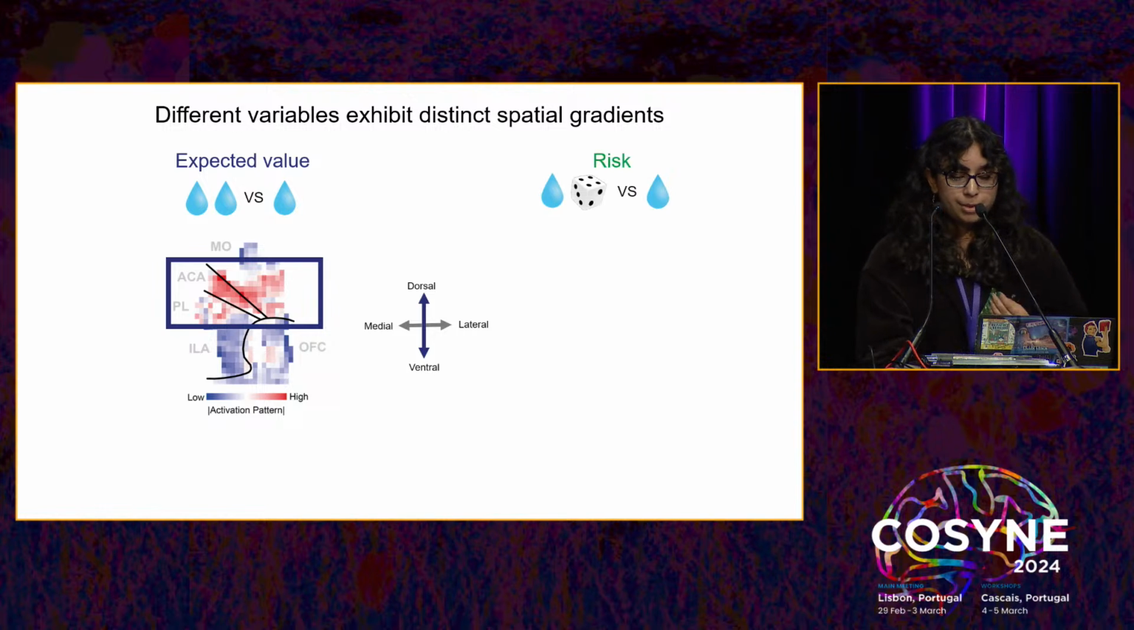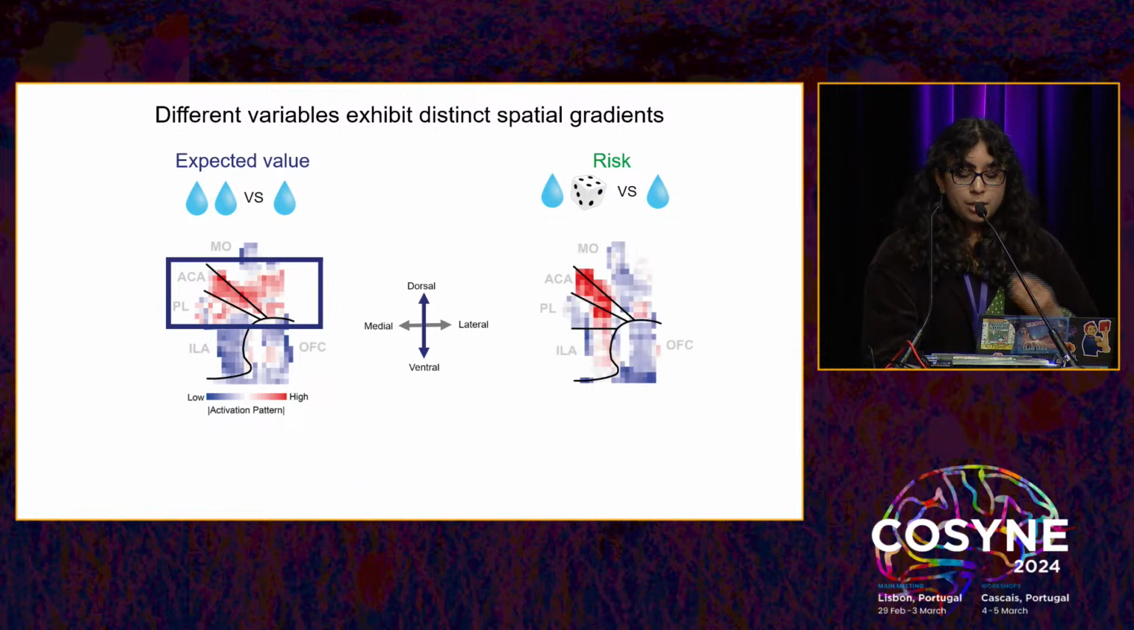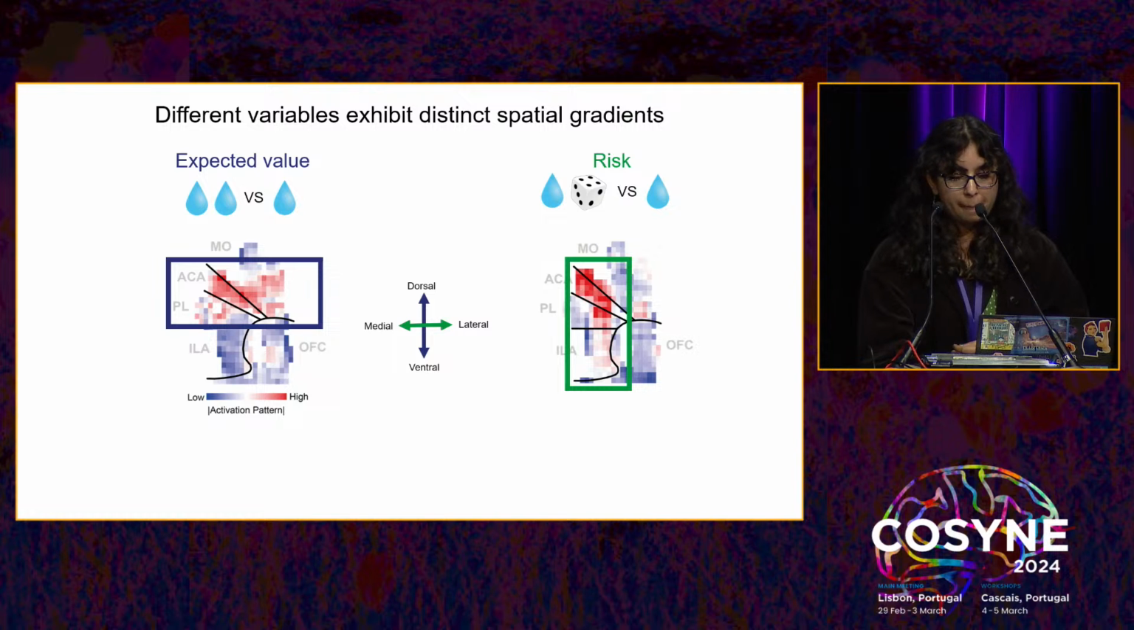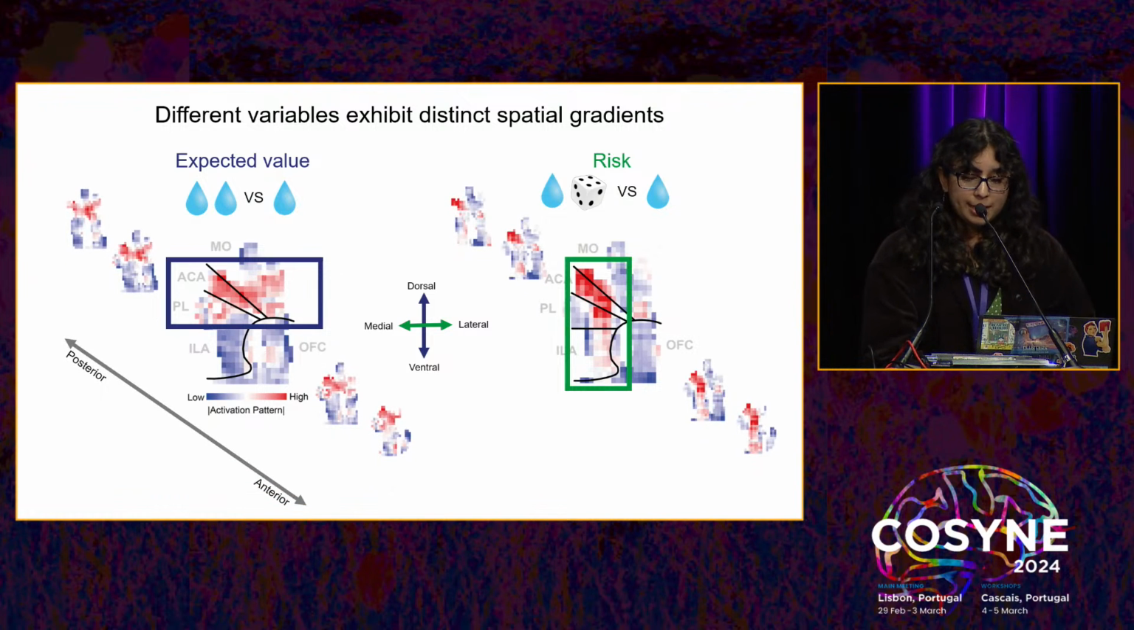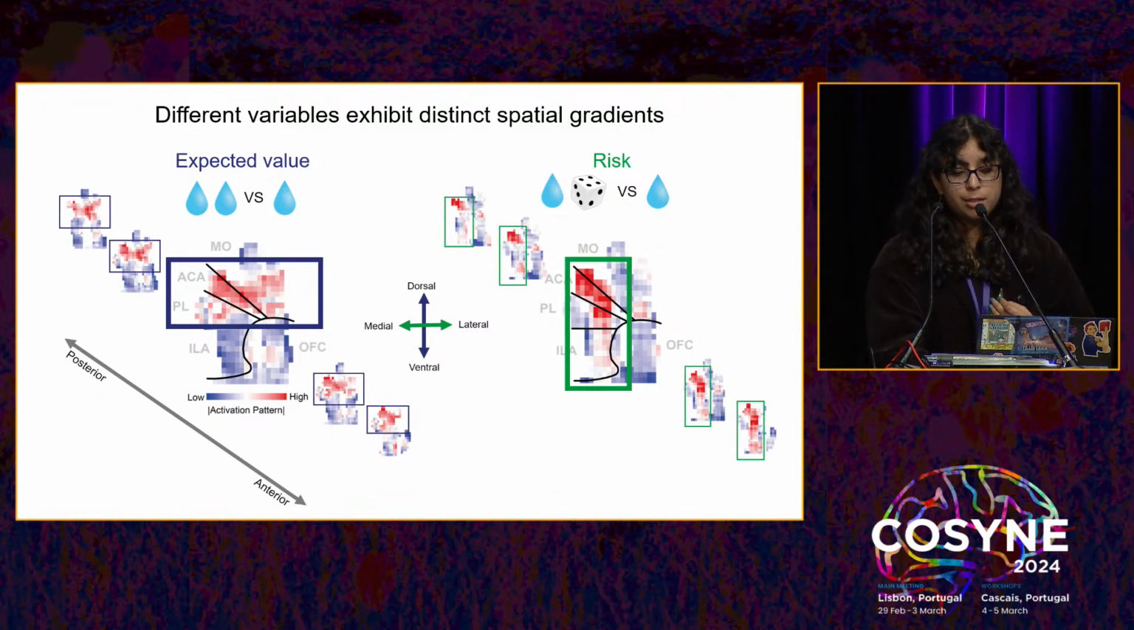Alongside this gradient of EV coding, we examined the representation of risk by contrasting the activation patterns to stimuli with the same EV but different risk. In contrast to the representation of EV, the representation of risk exhibited a medial to lateral gradient, with risk coding most strongly observed in medial but not lateral regions. These spatial gradients held across the posterior to anterior axes that we examined.